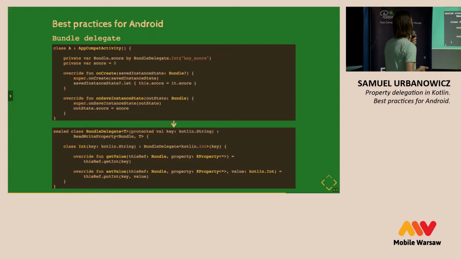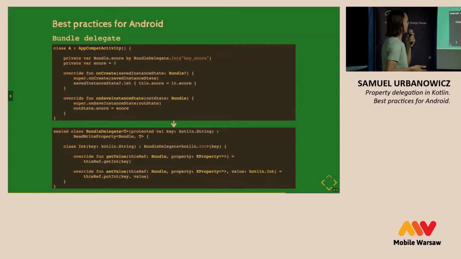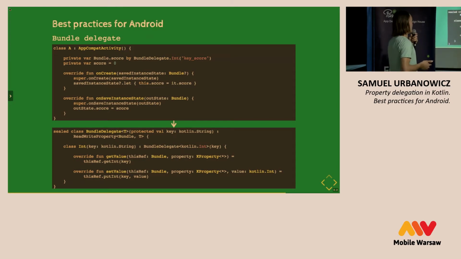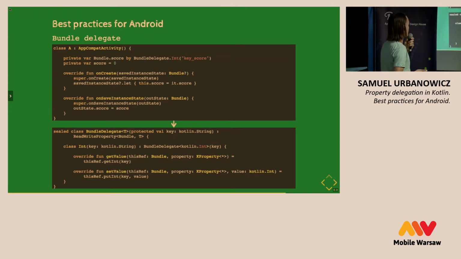We are creating a bundle delegate seal class, and we are adding a subclass integer, and that extends the bundle delegate seal class. Whenever the getter is invoked, we are just returning the getInt function, and similarly with the setter, we are invoking putInteger function on the bundle instance.